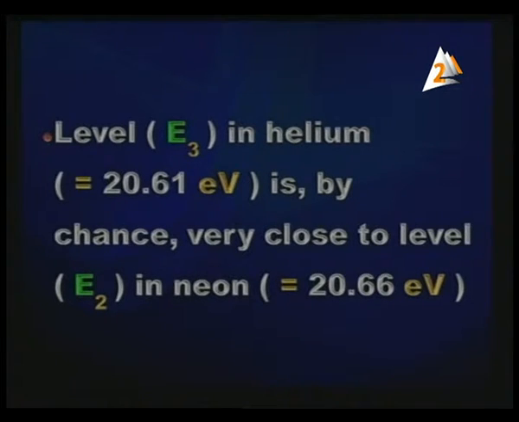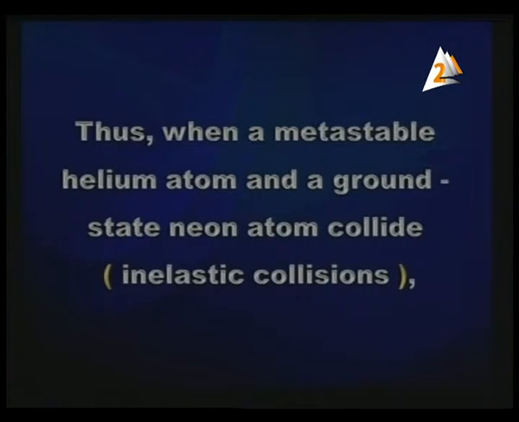E3 in helium, which has an energy of 20.61 electron volts, is by chance very close to the energy level in neon, which is E2. There is a subtle difference. In helium it is 20.61, in neon it is 20.66 electron volts. So when a metastable helium atom and a ground state neon atom collide, and this is an inelastic collision, what happens when they collide?